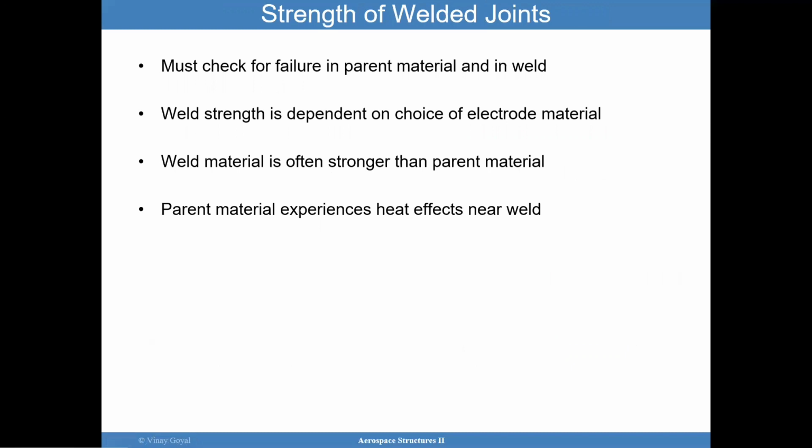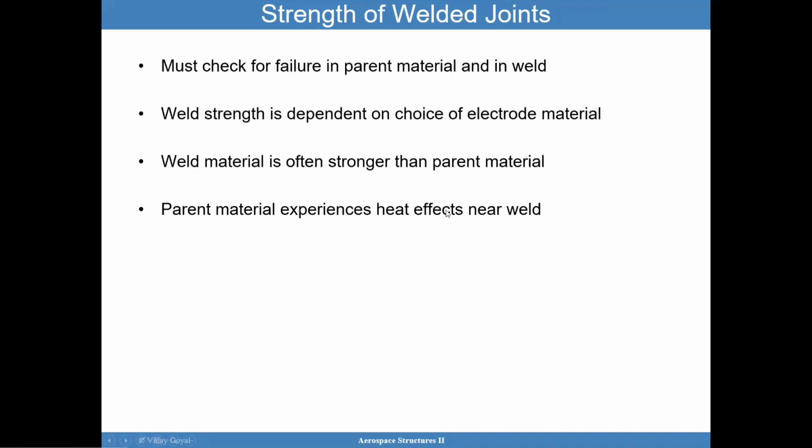The strength of welded joints. So we must check for failure in the parent material and in the weld. The weld strength is dependent on the choice of the material they use as a filler or electrode material. Weld material is often stronger than the parent material, but not always. Sometimes the interface between the weld material and the parent material can be a problem, or sometimes it could be at the heat affected zone, or HAZ. Right where the heat affected zone ends, that can be an area of high gradients relative to what's going on with a structural system. The parent material experiences heat effects near the weld, and that's what I was just discussing.